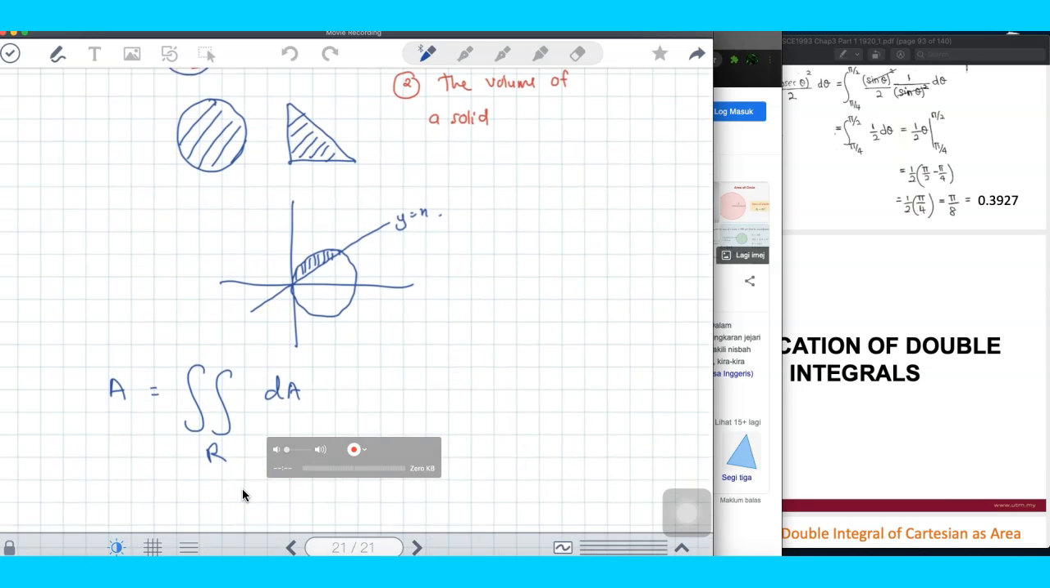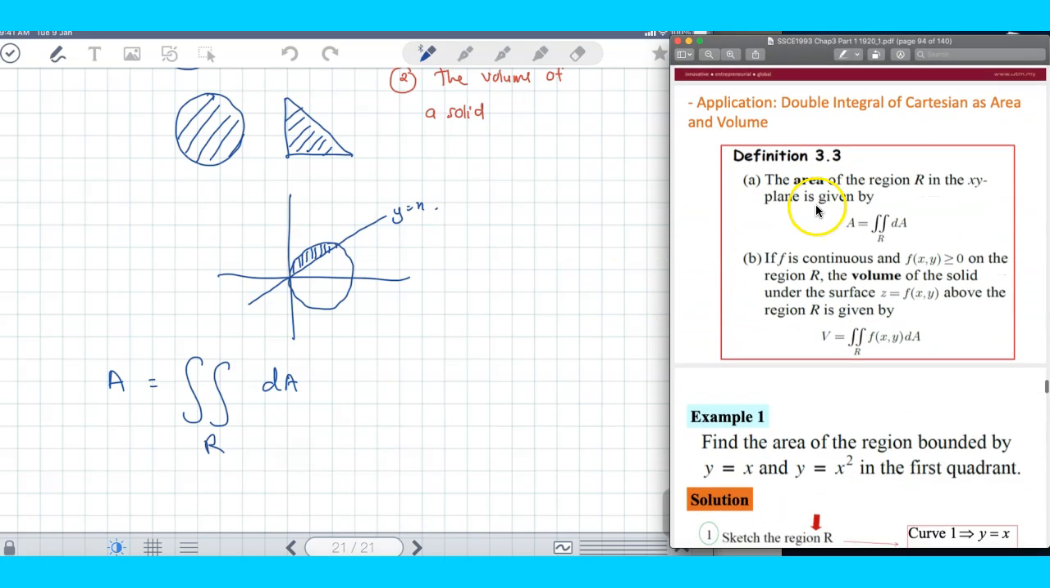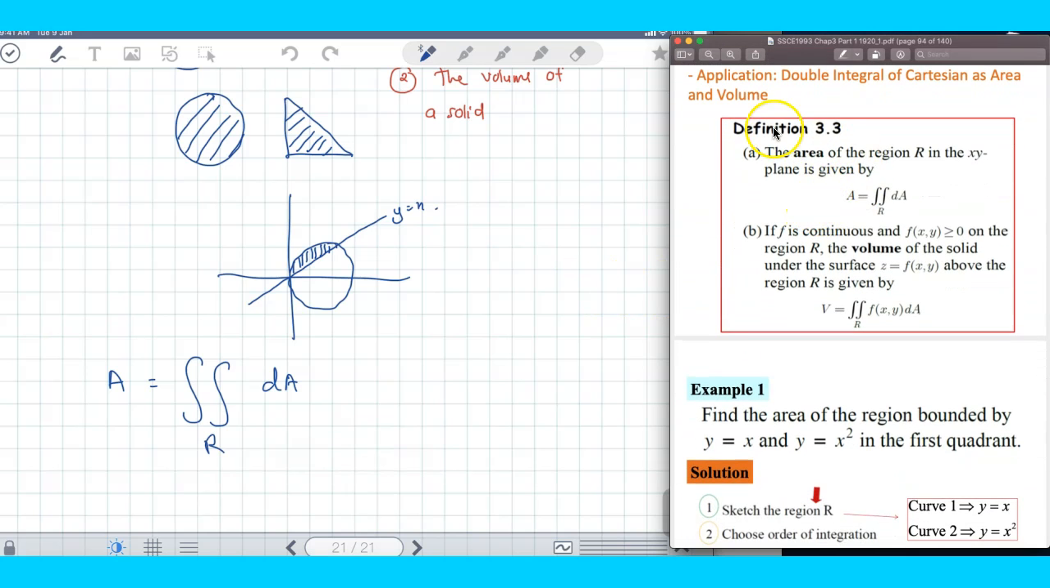As we have here, from this definition 3.3, the area of the region is given by the double integral where the integrand is only 1.